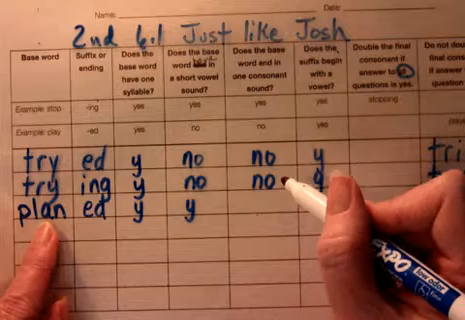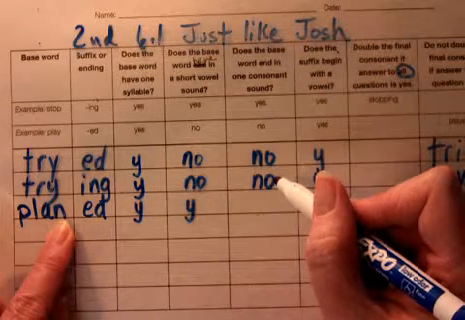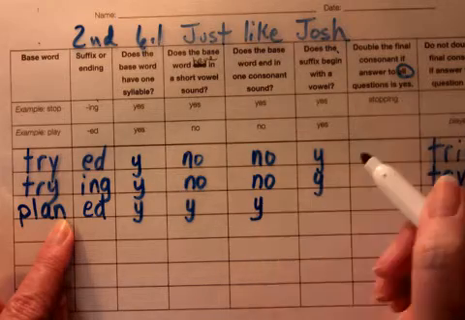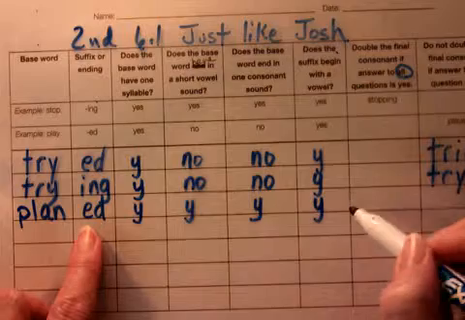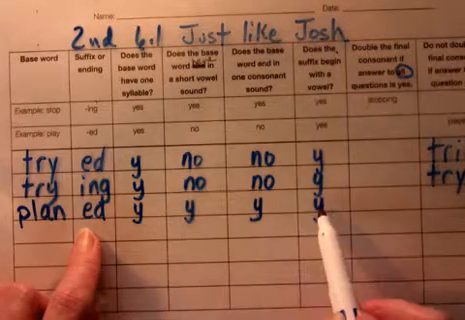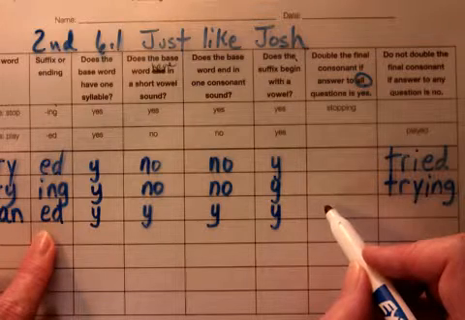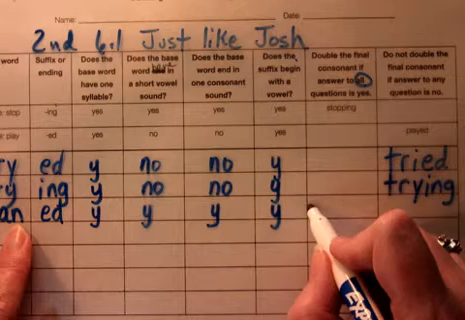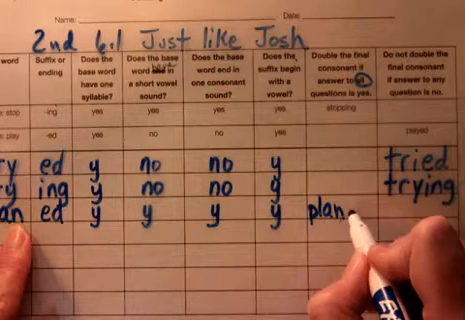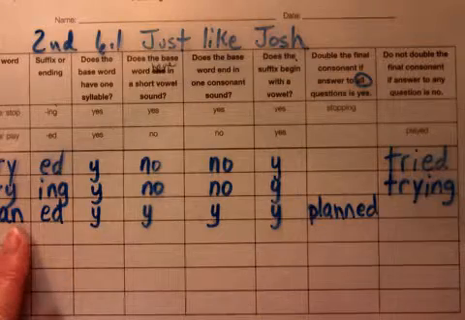Does the base word end in one consonant sound? Is one consonant sound? Yes. Does the suffix begin with a vowel? Yes. We've got all yeses to these questions, so we will double the final consonant in plan before adding the ed. P-L-A-N-N-E-D. Planned.